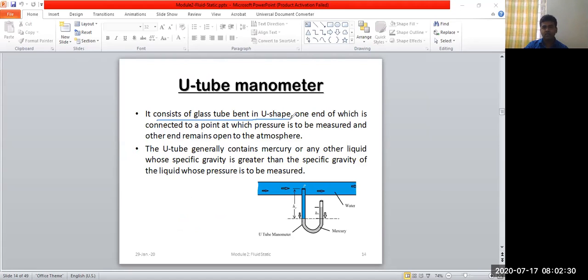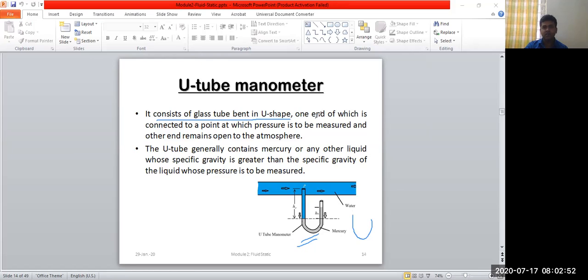In the previous piezometer, it's simply a vertical glass tube that bends at the end. But this U-tube manometer consists of a glass tube that is bent in a U shape. You can see the picture here. This is your U shape.